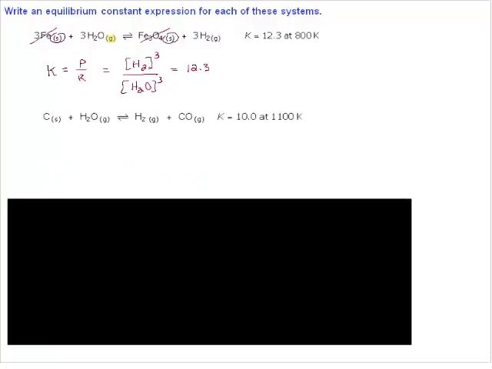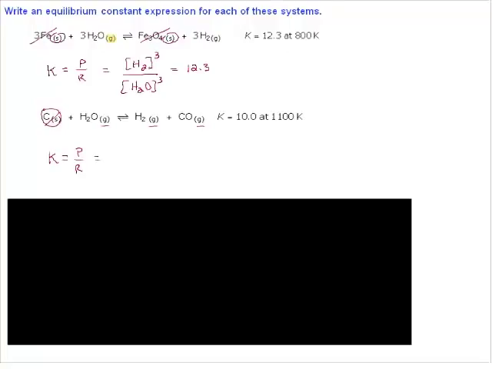Okay, here's another chemical equilibrium system, and we're saying, omit the carbon because it's a solid. And that's it. Everything else has to be used because these are all gases. So we're looking at this as an equilibrium expression. Remember, K is going to be the products over the reactants.